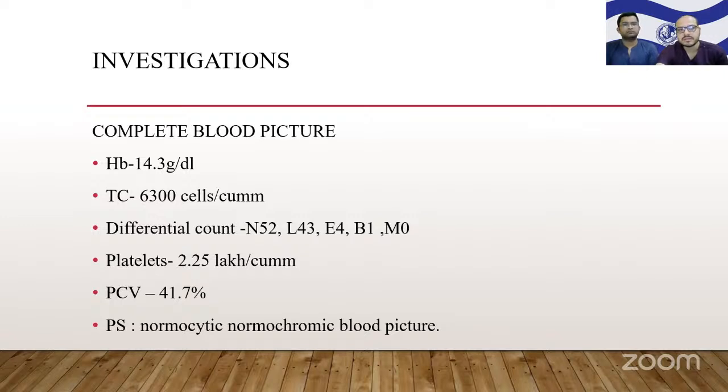On investigations, the complete blood picture showed a hemoglobin of 14.3 grams per deciliter. Total counts 6,300 cells per cubic millimeter. Differential count, neutrophils 52%, lymphocytes 43%, eosinophils 4%, basophils 1%, and monocytes nil. Platelets was 2.25 lakhs per cubic millimeter of blood. Packed cell volume was 41.7%. Peripheral smear showed normocytic, normochromic blood picture.